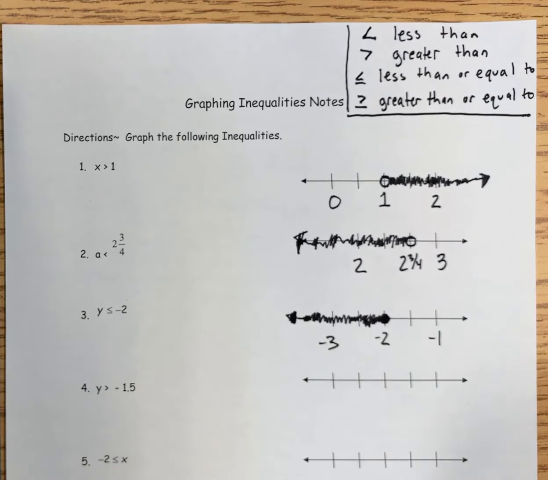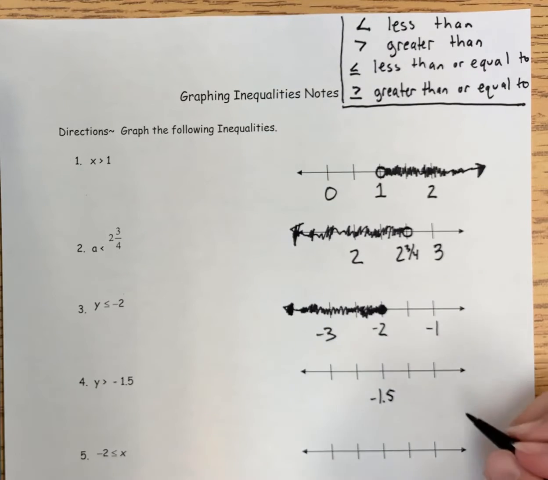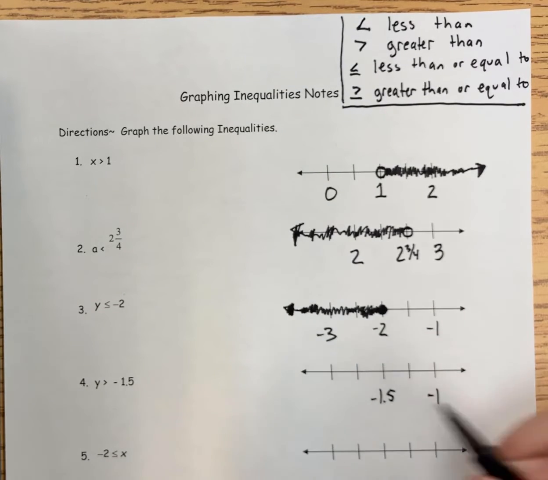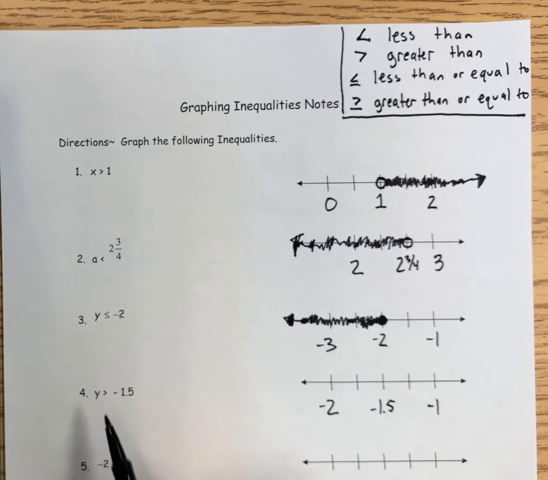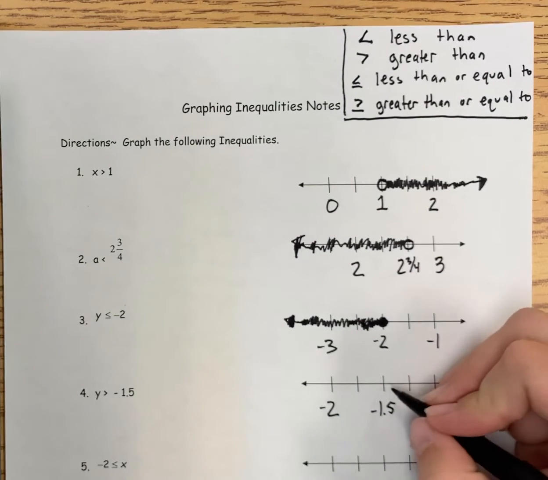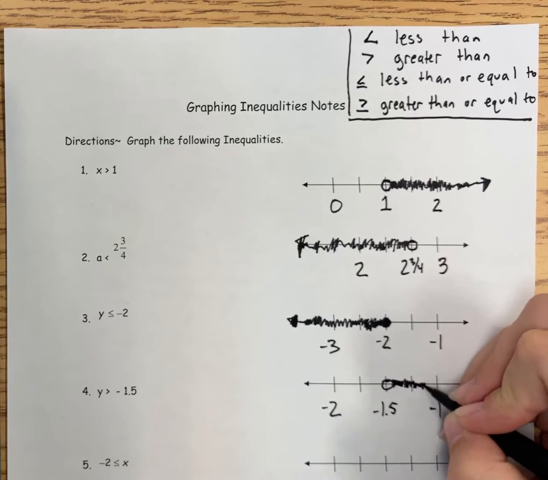Number 4, we've got -1.5. -1's bigger than it, -2 smaller. This time we've got y is greater than. So you want it to be an open circle going to the right.